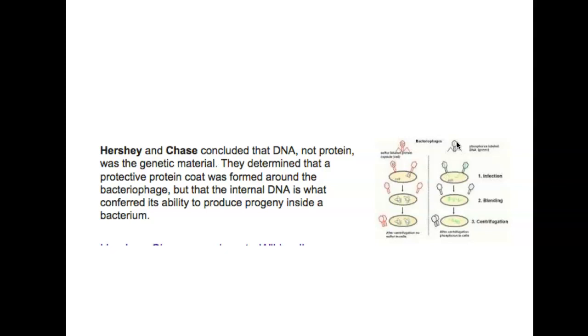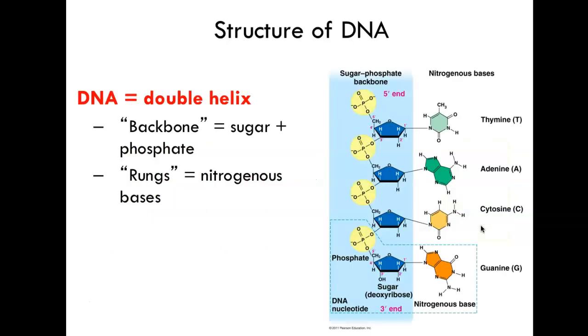They found that radioactive phosphorus ended up inside the bacteria. What that means is that the heritable substance was nucleic acids. Why? Because nucleic acids have phosphorus, not sulfur. Proteins have sulfur, not phosphorus. So that's why that was a really great experiment.